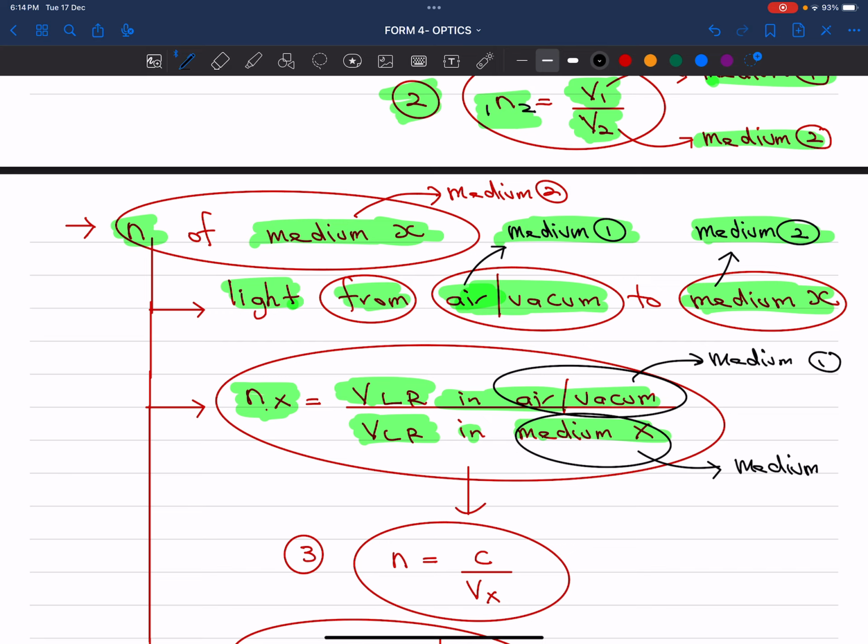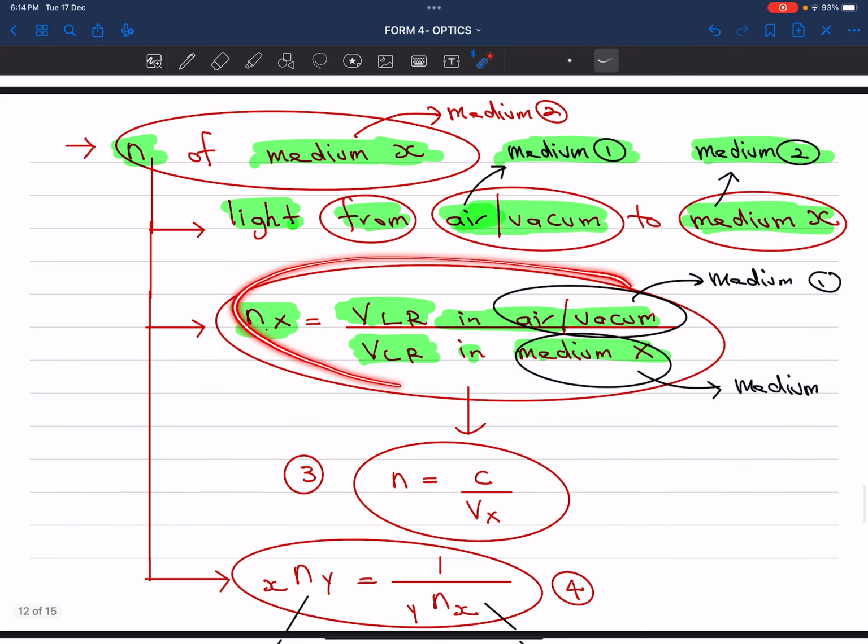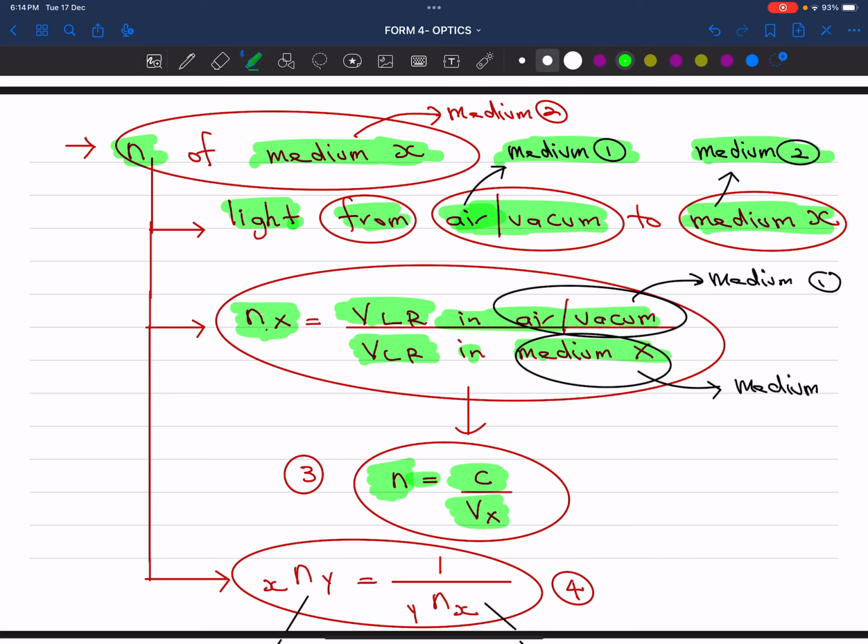The formula for this, refractive index of medium X, I'm using the symbol nx. It is the speed of light ray in air or vacuum divided by the speed of light ray in medium X. If I use symbols, the speed of light ray in air or vacuum is C, and the speed of light ray in medium X, we just put Vx. So our third formula is refractive index nx = C, speed of light in air or vacuum, over Vx, speed of light in medium X.